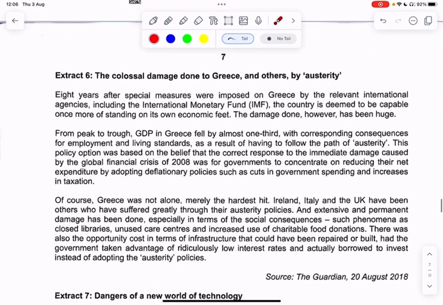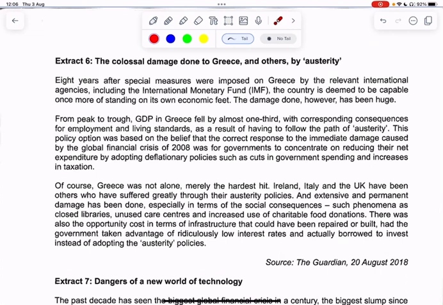Okay. 8 years after special measures were imposed on Greece by the relevant international agencies, including the IMF, the country was deemed capable once more to stand on its own economic feet. However, the damage done had been huge. From peak to trough, GDP in Greece fell by almost 1/3, with corresponding consequences for employment and living standards as a result of having to follow the path of austerity. So you see our keyword comes up over here.